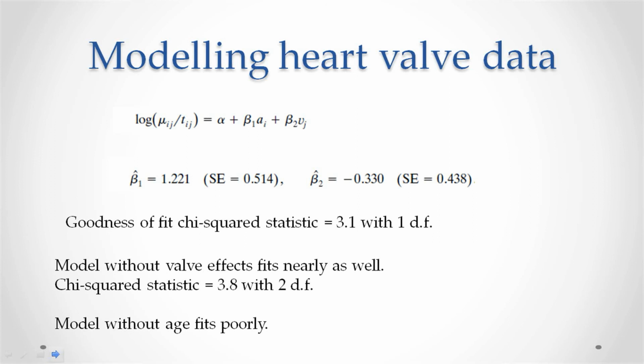We can also obtain the corresponding goodness of fit statistics, which is the chi-squared, and we can see that if we drop the valve effect, the model fits nearly as well, and if we drop age, the model no longer fits. To summarize then, count data is another important class of data for which generalized linear models can be applied.